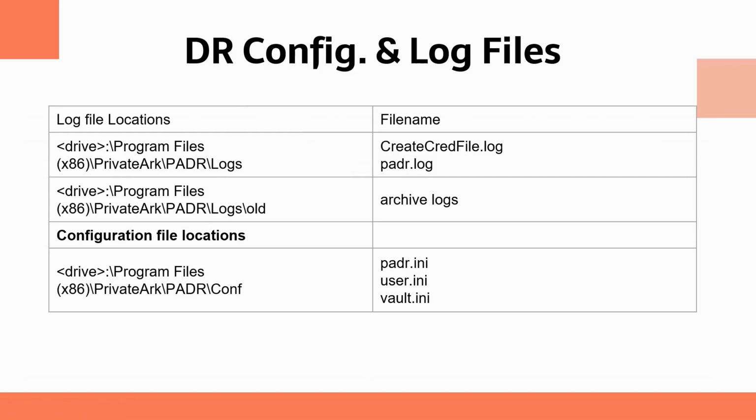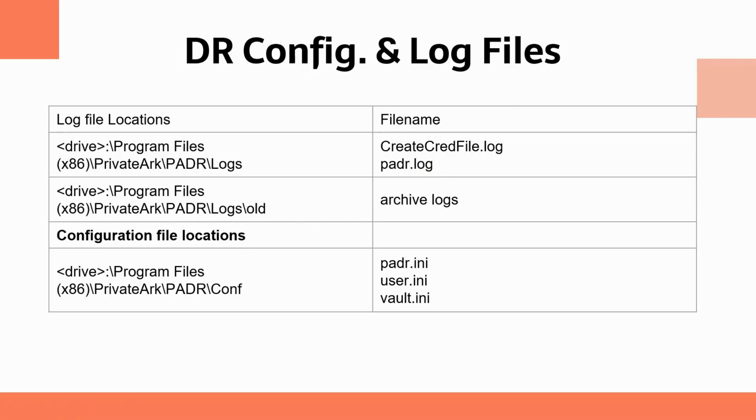These are some of the configuration and log files. First of all, the log file, as we discussed earlier. The main log file for your DR is the padr.log file. If you want to troubleshoot issues related to the DR vault, you need to make sure everything is fine in the padr log. You can check the logs for what the error is.